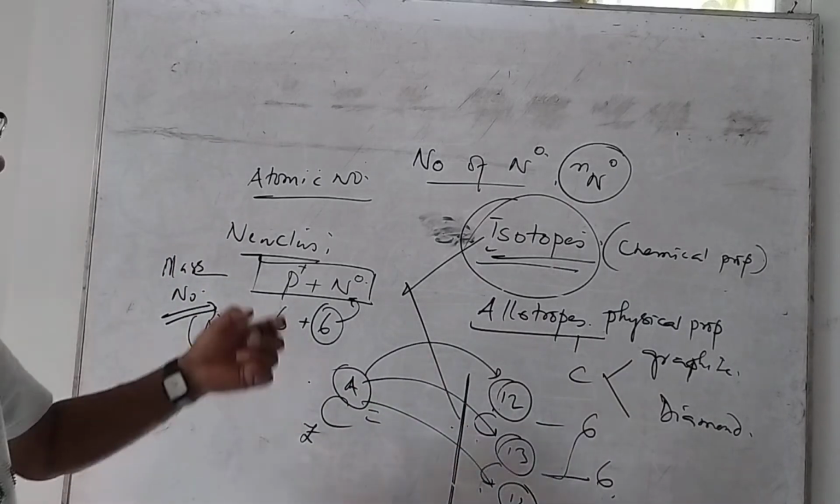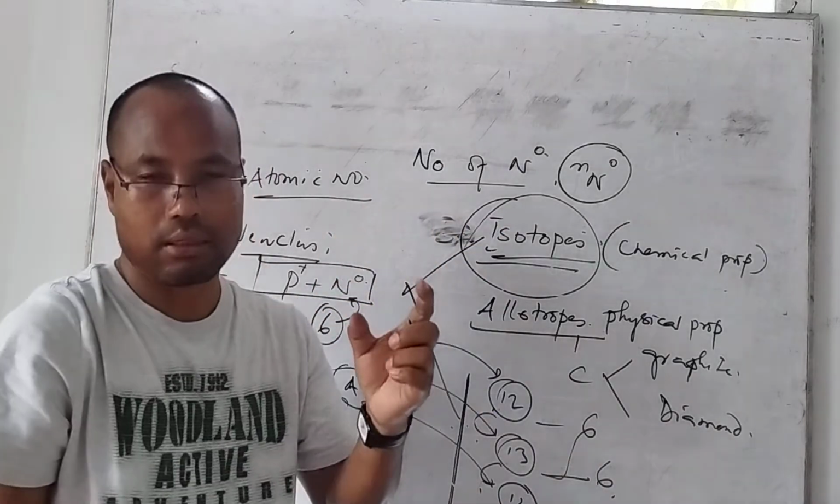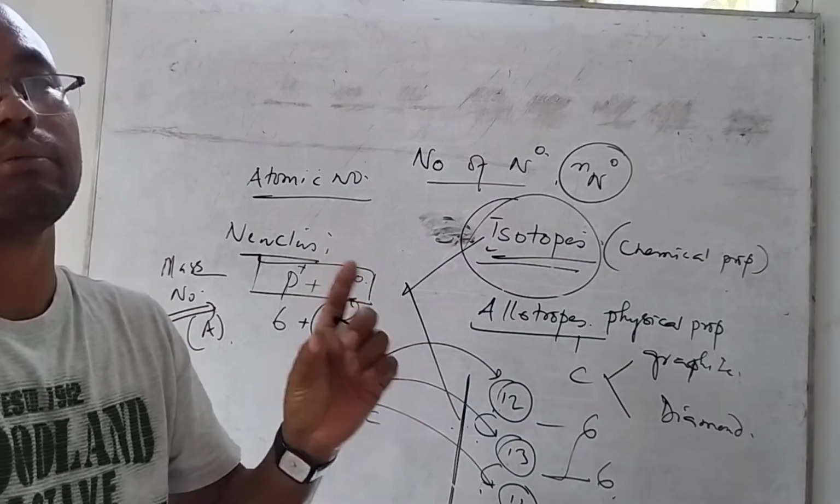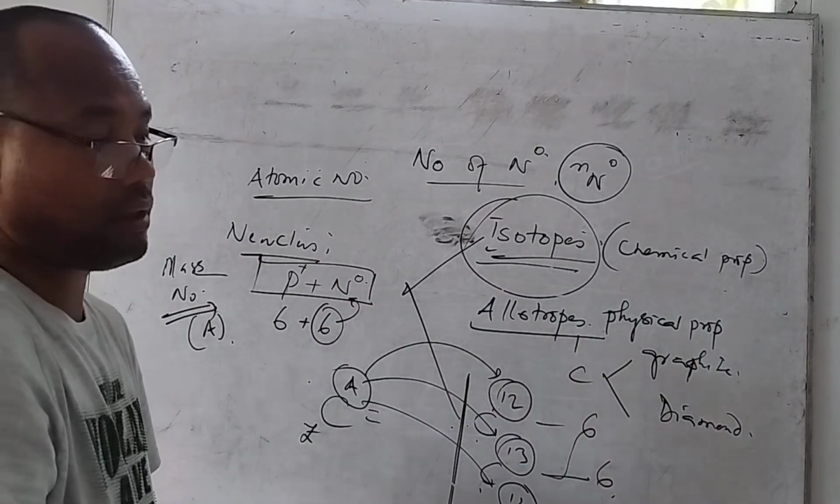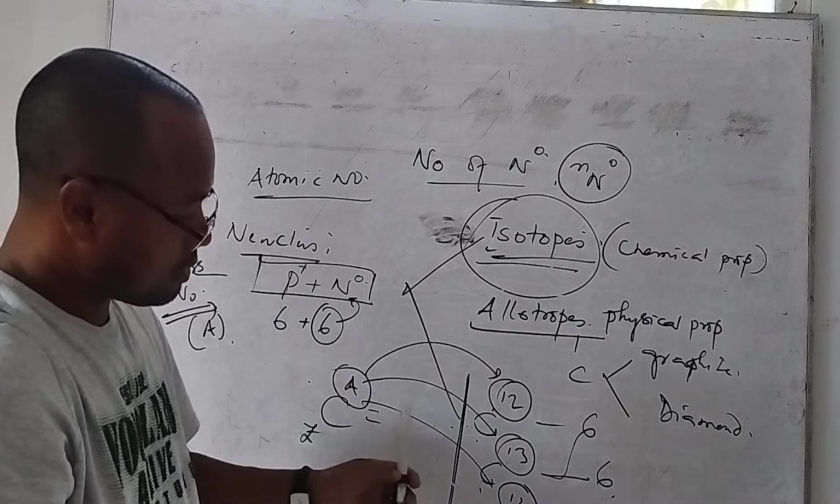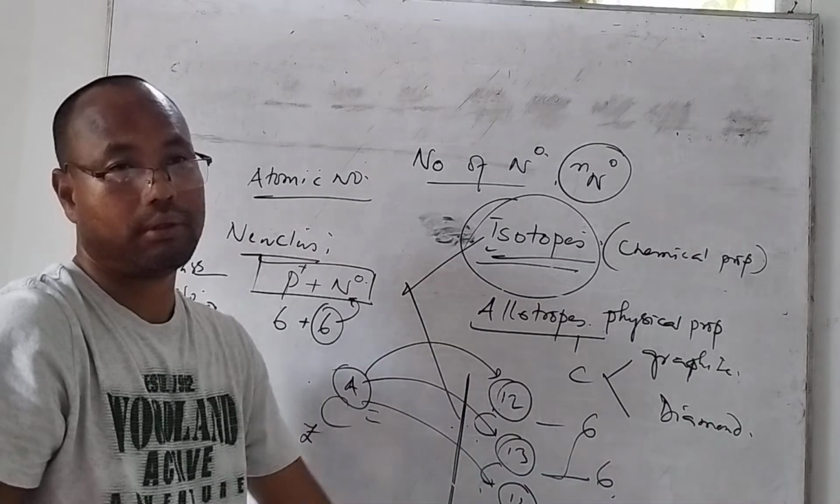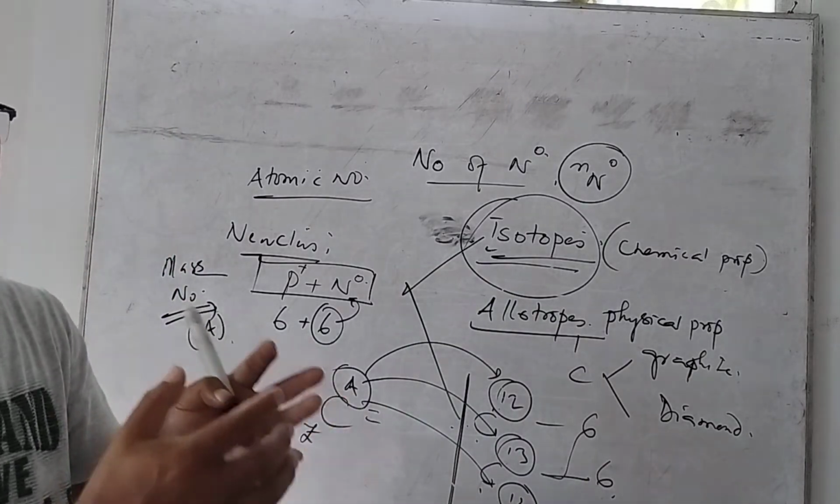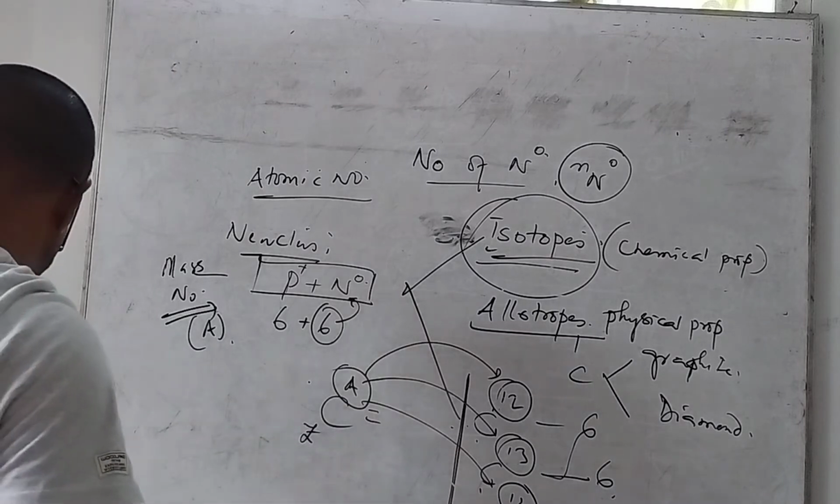Here is one more conclusion. What do we mean by isotope? It is a different atom of the same element, having the same atomic number but a different mass number. That is also what we call an isotope of an element.